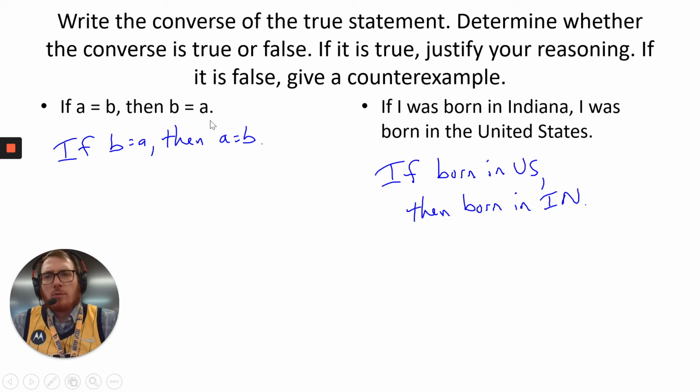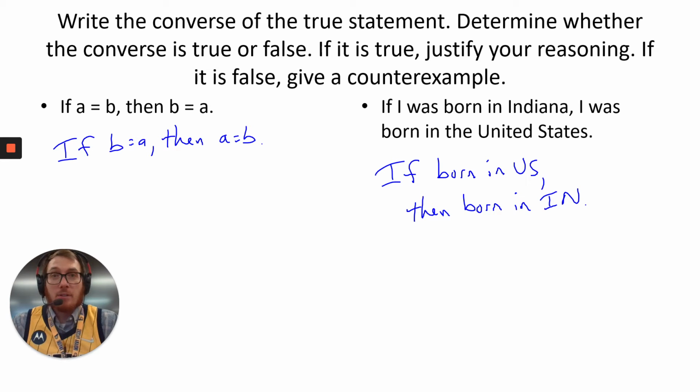That's going to be true, and the reasoning is, well, if 5 equals 5 and then 5 equals 5, if you switch the order of that, that really doesn't matter. The next one says if I was born in Indiana, I was born in the United States, which is true. The converse of that would switch those two statements. If I was born in the U.S., then I was born in Indiana.